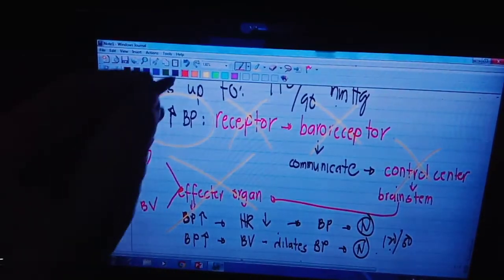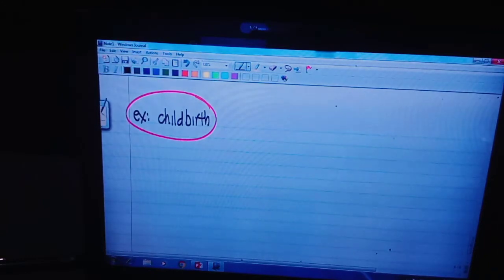Asan na ba yun? Journal. O, ito. During your childbirth. Okay. So, kapag malapit nang ipanganak yung ating bata, when a baby is ready to be born, there is a pressure sa cervix. And that pressure to your cervix causes contraction of the uterus. Okay, ang example natin dito, guys. Example is your childbirth. Ayan, example is your childbirth. Ano bang nangyayari? Okay. When a baby is ready to be born, may pressure sa ating cervix na tinatawag po natin. Okay.